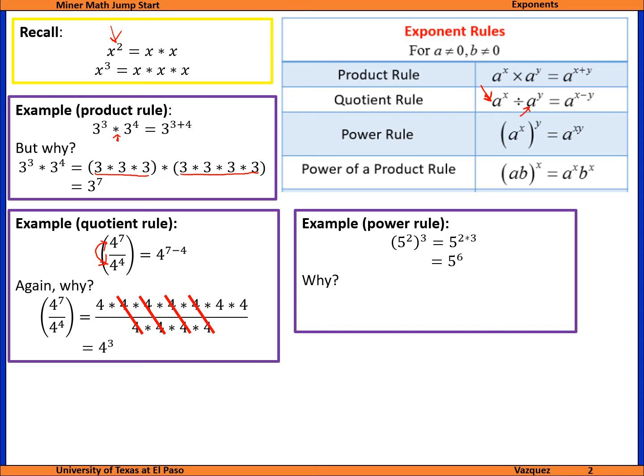Again, let's go over the reasoning. Why does that happen? If you were to look at this, 5 squared cubed. Well, 5 squared we can rewrite as 5 times 5. And then we have still this cubed, this power of 3, meaning rewrite that 3 times. So that would be 5 times 5, 3 times, which would give us 6 5s being multiplied. So if you need to pause and kind of see the reasoning and digest it, go ahead and do so. But a power to a power, we multiply the powers.